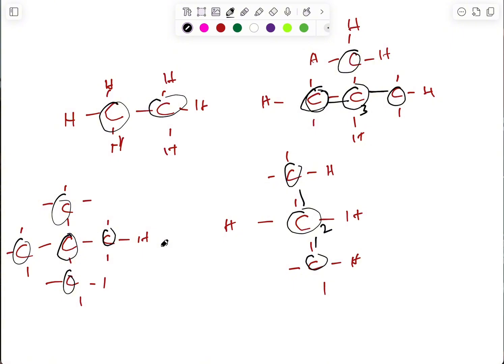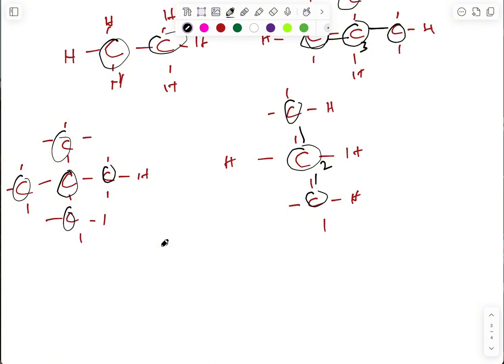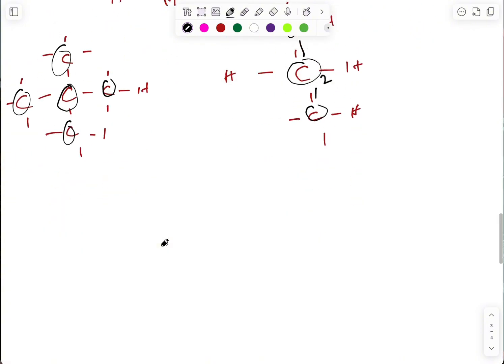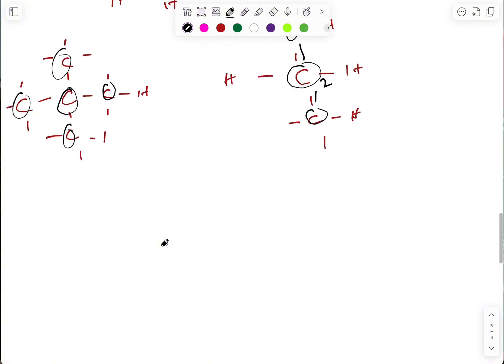This will also help you when you are naming primary, secondary, and tertiary alcohols. It will help you to identify them. Primary alcohols, their OH group is always attached to the primary carbon. The same thing for secondary alcohol; their OH group is attached to secondary carbon. Anyways, I've dwelled too much on alkanes, and I need to move forward now to alkenes.